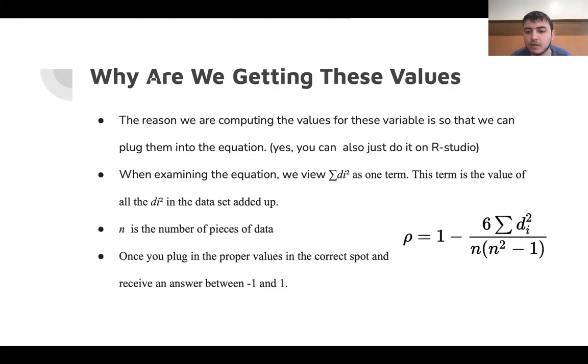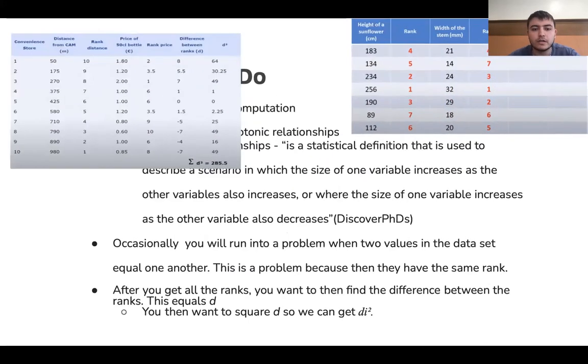coefficient. In some equations, you'll see it abbreviated as R sub S. So then it's 1 minus 6, and then you got the rest here. You got the sigma d_i squared, and going back to this picture, as you can see in the bottom right-hand corner, that represents all the d squareds added up to one another. So you go down the column, add them up, and in this picture, we got 285.5.